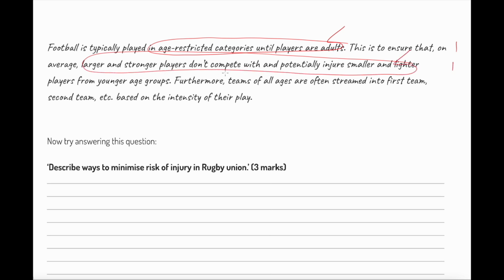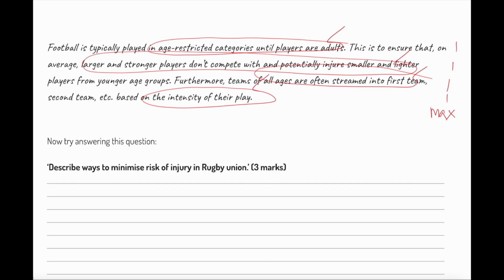Furthermore, teams of all ages are often streamed into first team and second team. So I've got now first team and second team based on the intensity of their play. And that's why we would do that. Okay, and perhaps if that was a 4 marker, we would get our max in that particular case, guys.